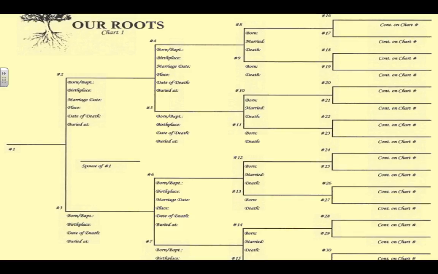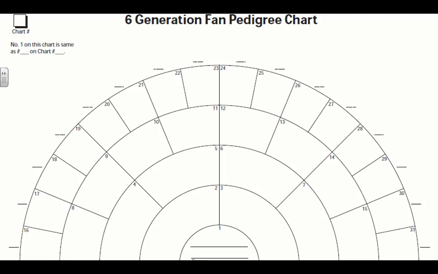So if we're looking at this here, there would be 31. There's one down here at the bottom that you can't really see. So this is where you would go. This would be your mom and your dad, your grandparents, your great-grandparents, and your great-great-grandparents. 31 people all total. Another example of a pedigree chart, this is a fan chart. So this is where you would go again here, and then your parents would be here, your grandparents here, your great-grandparents, and your great-great-grandparents. Again, 31 names.